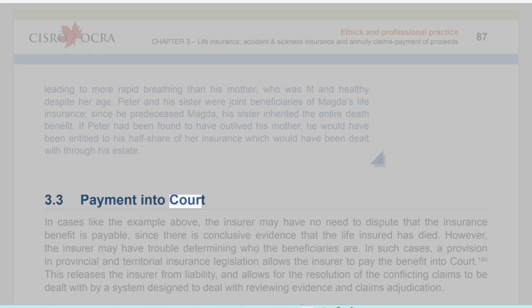3.3 Payment into court. In cases like the example above, the insurer may have no need to dispute that the insurance benefit is payable, since there is conclusive evidence that the life insured has died. However, the insurer may have trouble determining who the beneficiaries are. In such cases, a provision in provincial and territorial insurance legislation allows the insurer to pay the benefit into court. 180 This releases the insurer from liability, and allows for the resolution of the conflicting claims to be dealt with by a system designed to deal with reviewing evidence and claims adjudication.